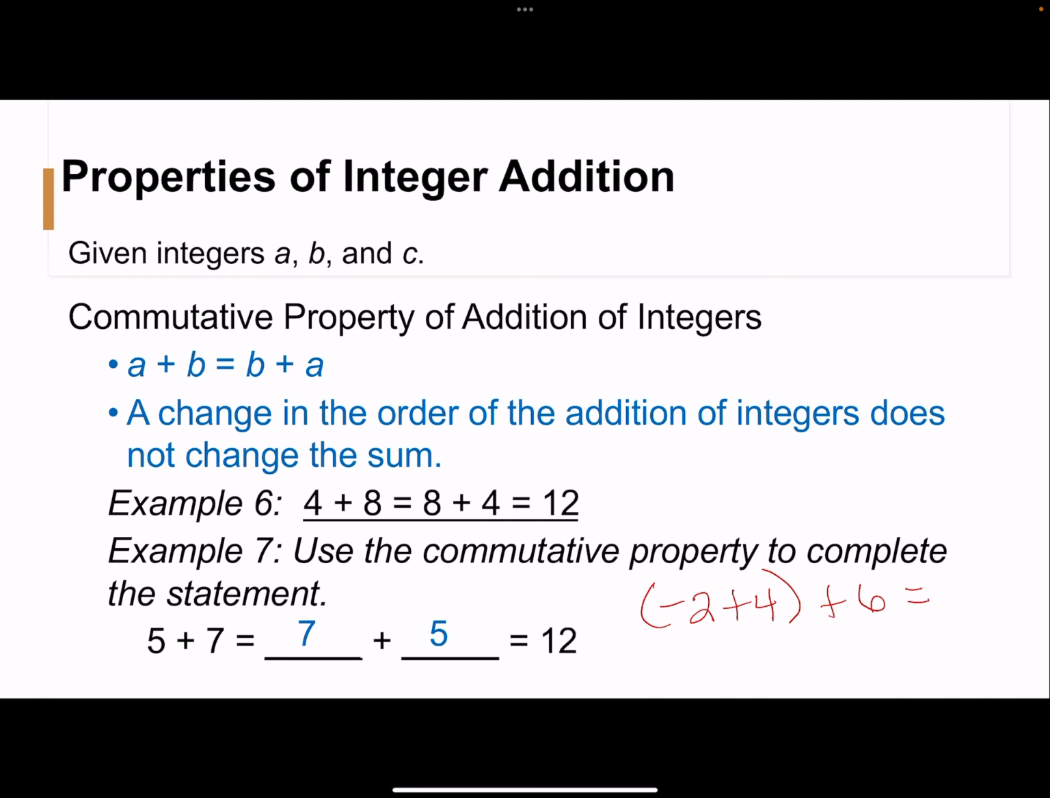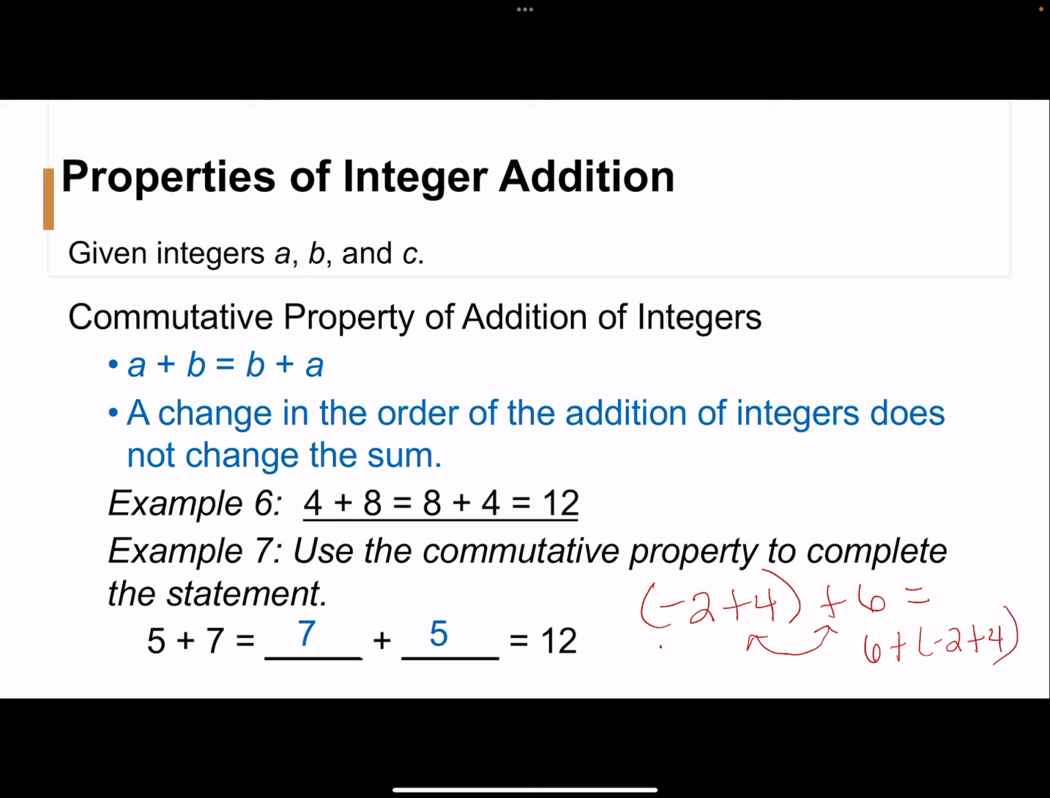I want to rewrite that using the commutative property with three terms. In the commutative property, I'm going to just flip this around. So this will become 6 plus -2 plus 4.